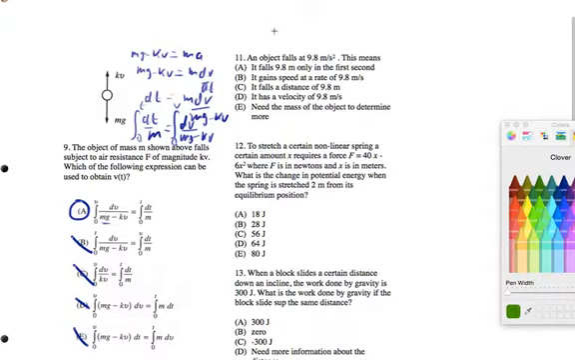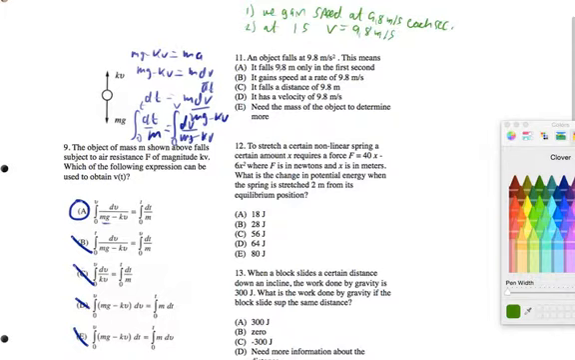Continuing on with the multiple choice, we're going to take a look at number 11. So it says an object falls at 9.8 meters per second squared, and it wants to know what this means. So let me write out what I think it means. Number 1, we gain speed at 9.8 meters per second each second. That's one thing. The second thing is, at 1 second, v is 9.8 meters per second.